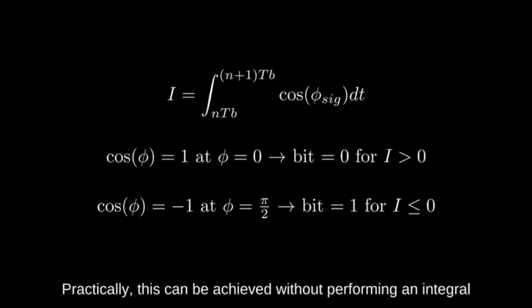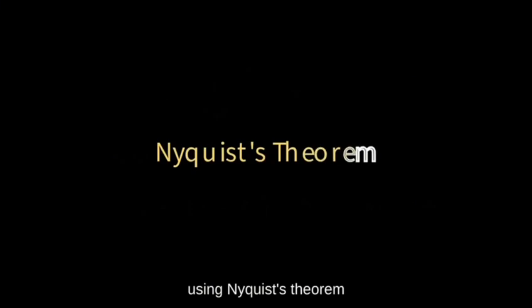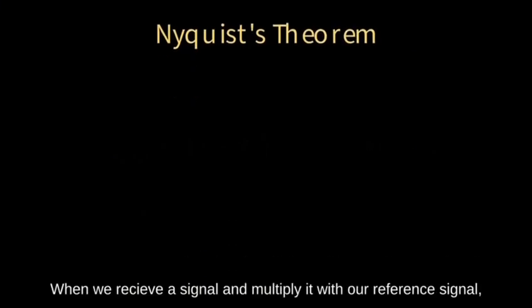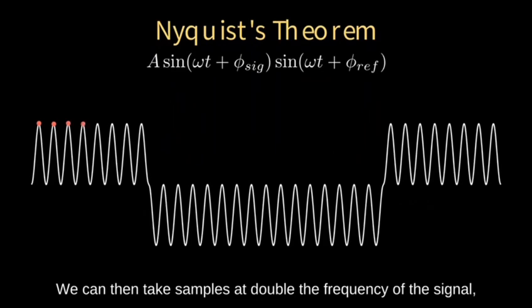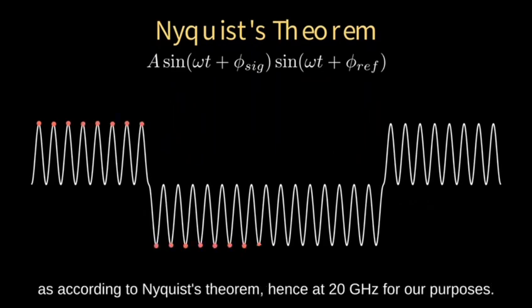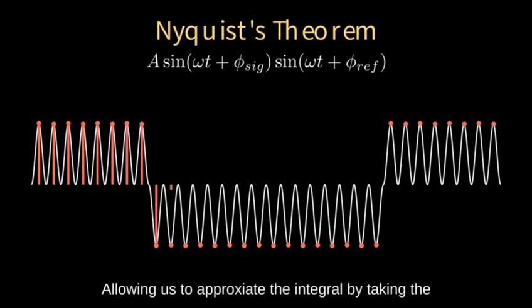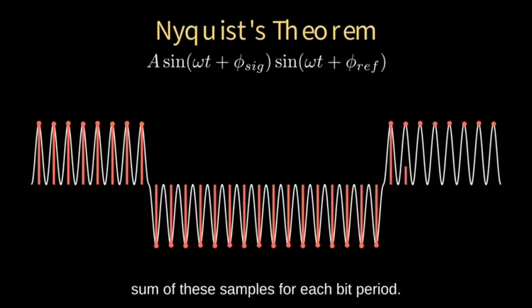Practically, this can be achieved without performing the integral, using Nyquist's theorem. When we receive a signal and multiply with our reference signal, it is of this form. By graphing out this function, we get this signal. We can then take samples at double the frequency of the signal, as according to Nyquist's theorem, hence at 20 GHz for our output, allowing us to approximate the integral by taking the sum of these samples for each bit period.